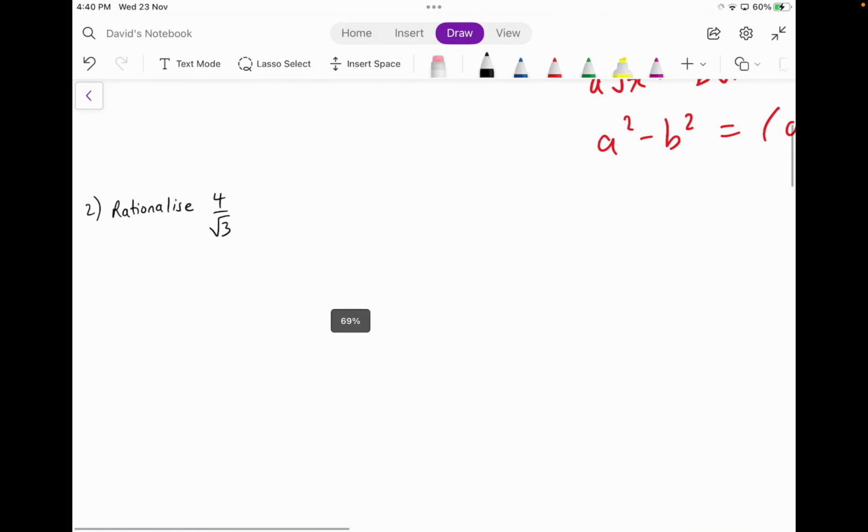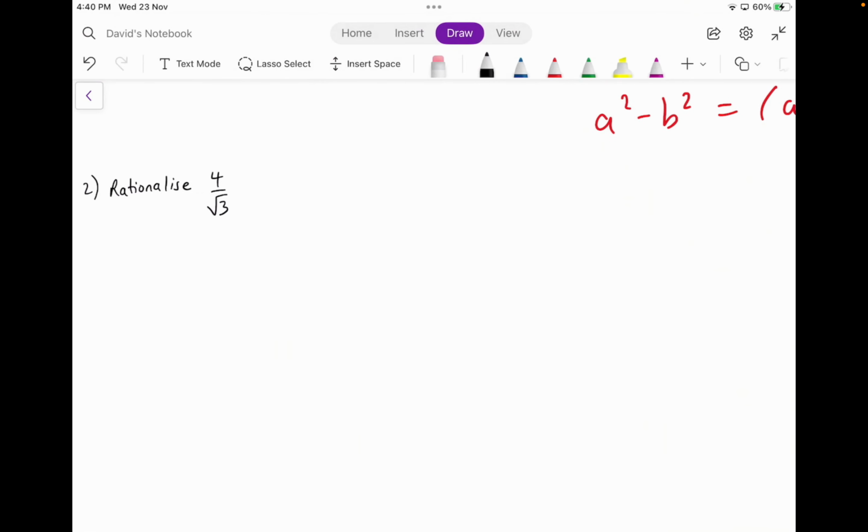Now, the second question is about rationalizing. Rationalizing is an important concept. For rationalizing, what you have to do is multiply both the numerator and denominator by the square root or the surd in the denominator. So since we have 4 divided by square root 3, we have to multiply both the top and the bottom by square root 3. Technically, that is the denominator in this case.